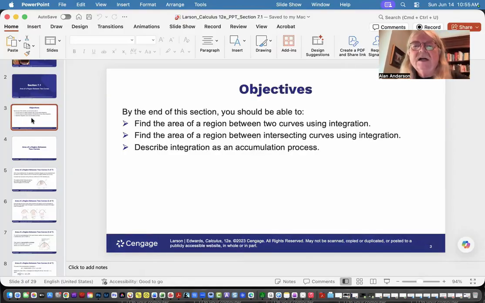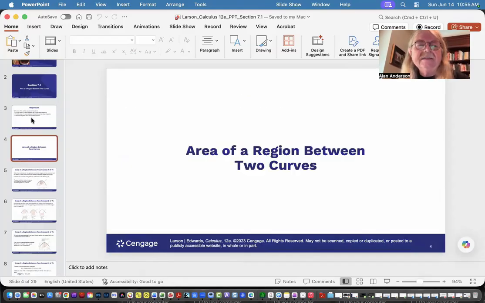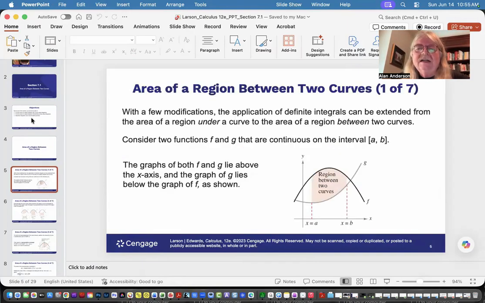So anyway, what we're going to do is look at the area between two curves using integration. And later on, we're going to extend that to volumes. Okay, that should be interesting. All right, here we go. So here's a graph that illustrates exactly what we're about to do.